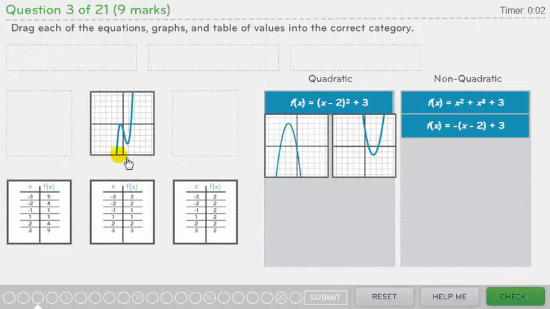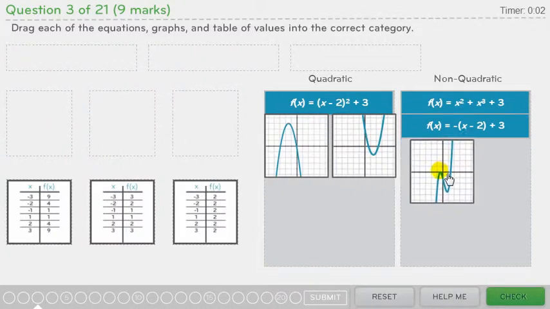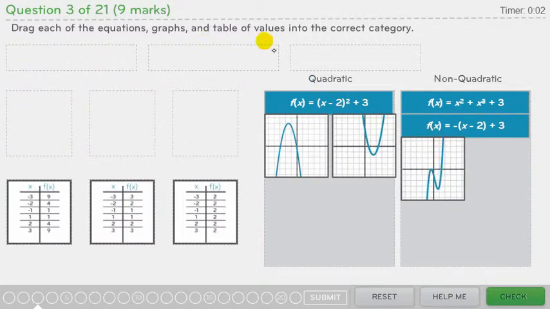Our last graph is known as a cubic function. A cubic function has a local maximum and a local minimum, so therefore it is not quadratic. Finally, let's take a look at our three table of values.